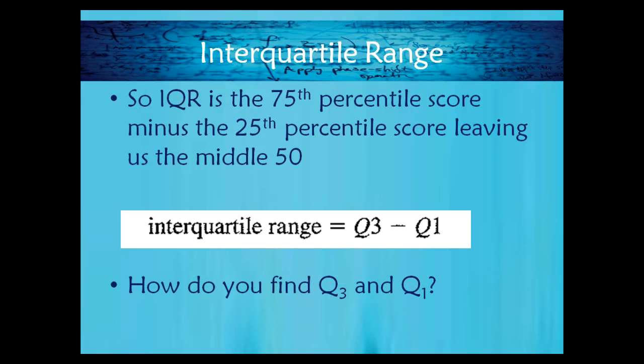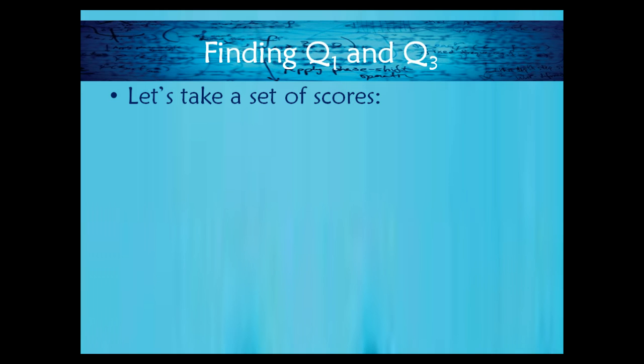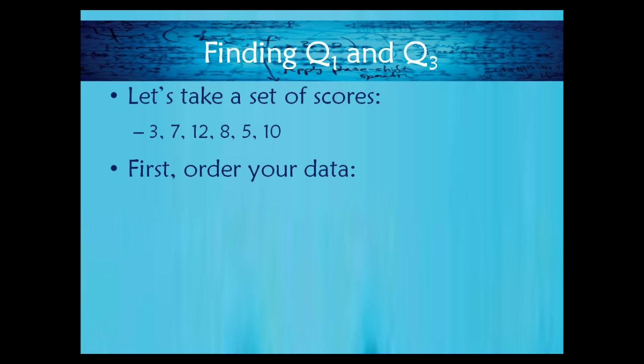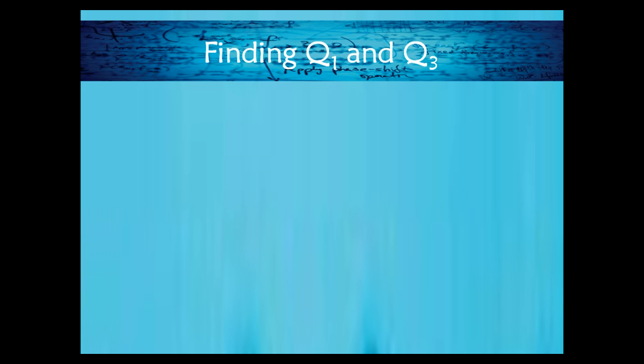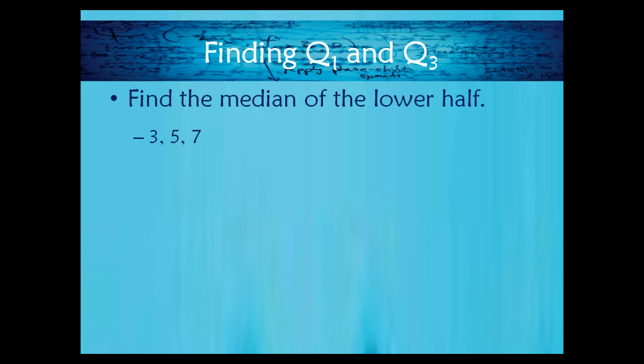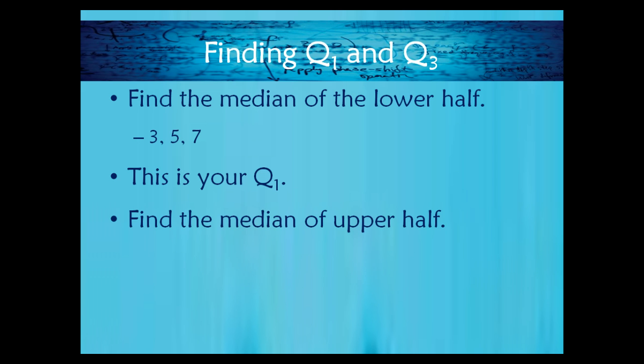So how do you find Q1 and Q3? Let's take a set of scores: 3, 7, 12, 8, 5, and 10. First, we need to order our data from least to greatest: 3, 5, 7, 8, 10, and 12. Then we divide them into upper and lower halves. You find the median of the lower half, which is 5, and this is your Q1. Then you find the median of the upper half, which is 10, and this is your Q3.